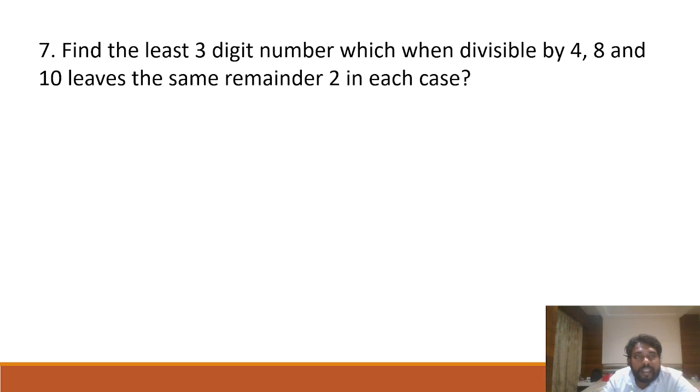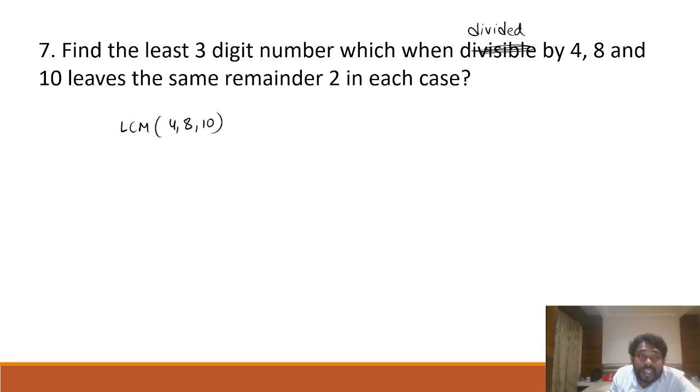Now again here, find the least three digit number which when divided by 4, 8 and 10 leaves the same remainder 2 in each case. So when I divide with 4, I'm going to get remainder 2. When I divide with 8, remainder 2. When I divide with 10, then also remainder 2. Here he didn't ask you to calculate the least number, he asked you to calculate the least three digit number. So same thing, what I need to do is take the LCM of 4, 8, 10.